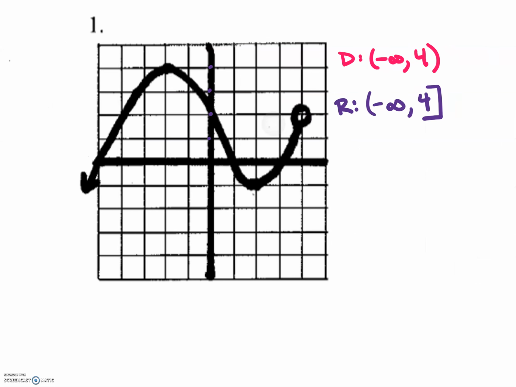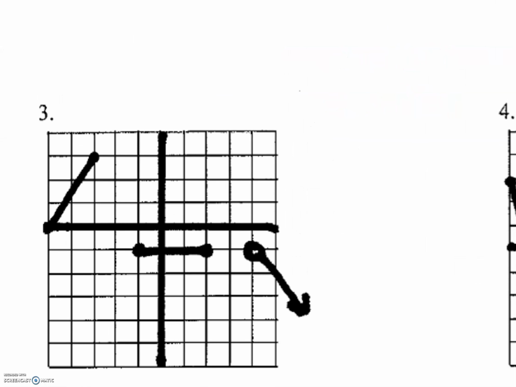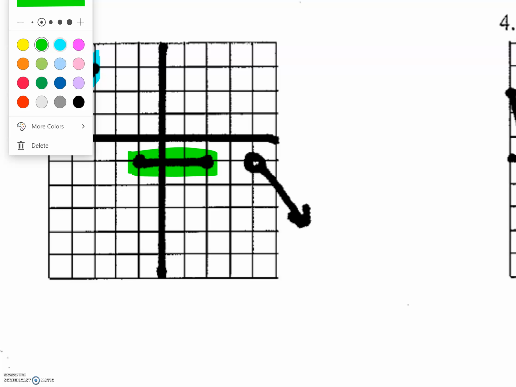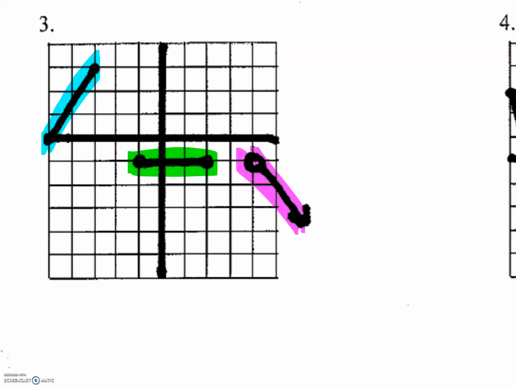Alright, now let's take a look at number 3. Now notice number 3 has 3 different parts. So I'm going to highlight them. So we're going to have a blue, a green, and a pink. Alright, just so it's easier for me to talk about.